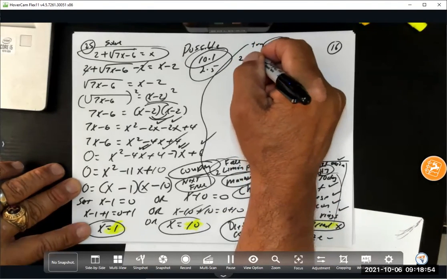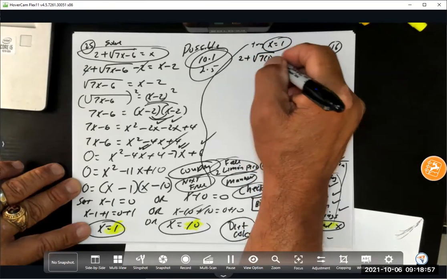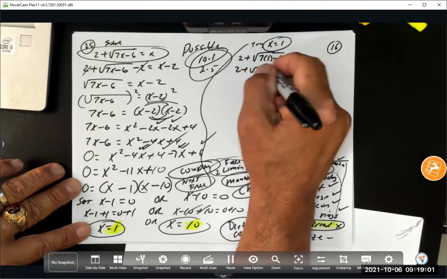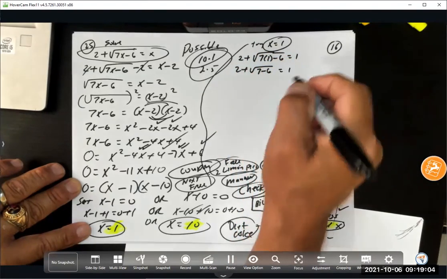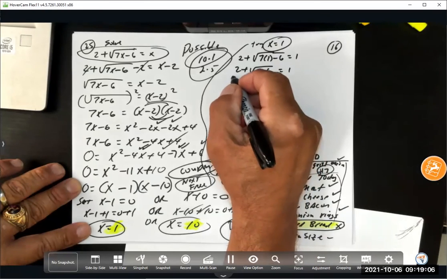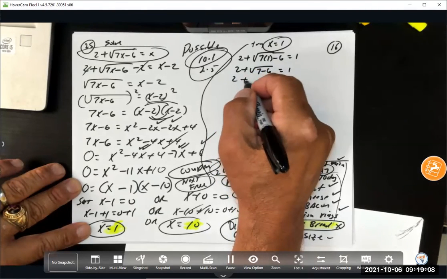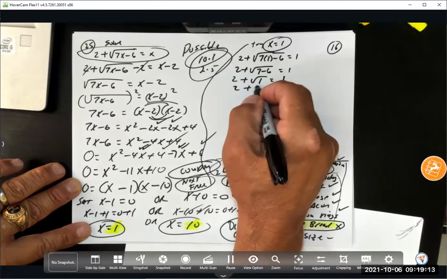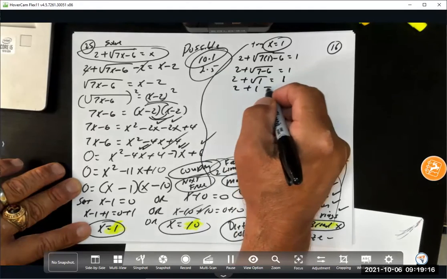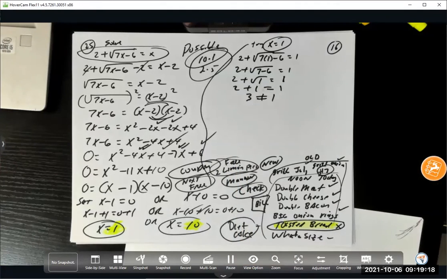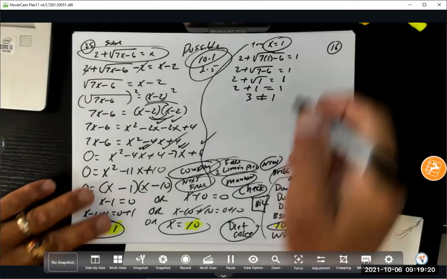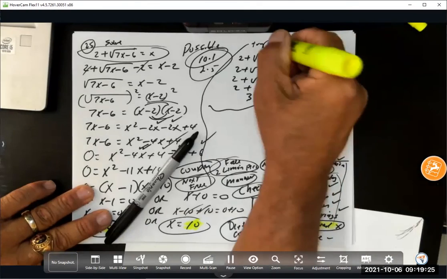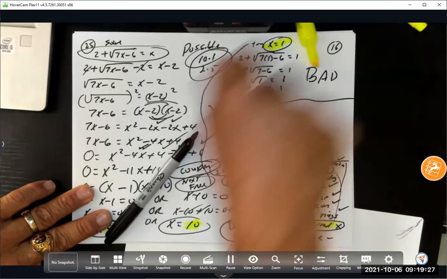2 plus square root of 7 times 1 minus 6 equals 1. So 2 plus 7 minus 6 equals 1, maybe. 2 plus square root of 1 equals 1. Uh-oh. 2 plus 1. Uh-oh. I got 3 for sure, it is not going to be a 1. Bad. This is a bad answer. So I'm going to tell you right now that this answer, 1, it doesn't work. It's wrong. Don't use it.